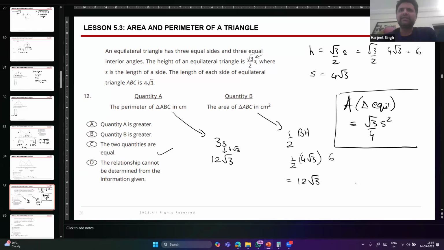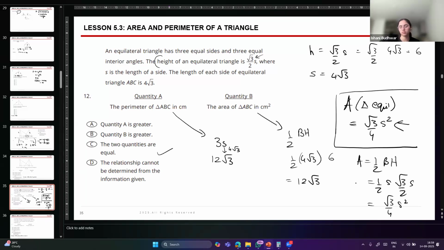And how did we get this? If you see, they have given us the height here, root 3 by 2 s. So can I write area as half into base into height? Base is s and height is root 3 by 2 s. So this becomes root 3 by 4 s square, which is what I've written here. So even if you do not know the height, you can still find the area of an equilateral triangle since you know the side.